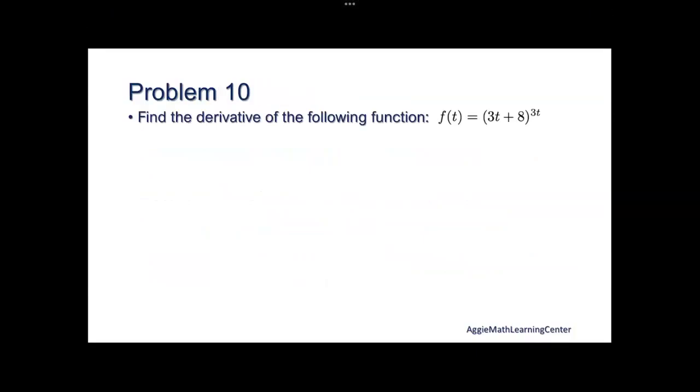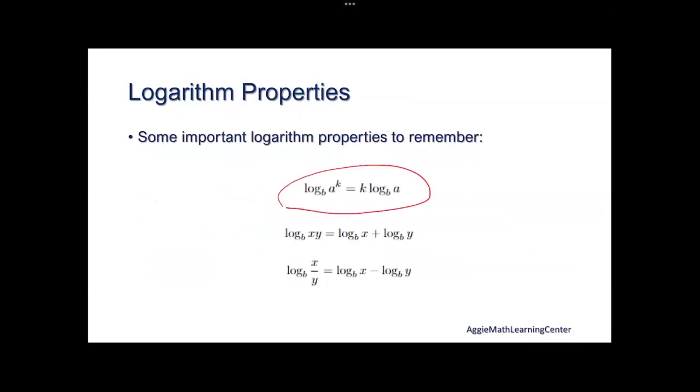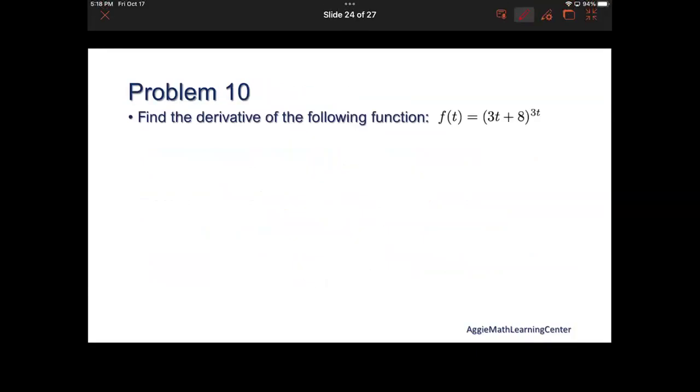Cool. Okay. Find the derivative of the following function. F of t is equal to (3t plus 8) to the 3t. So I'm going to call this equal to y: (3t plus 8) to the 3t.